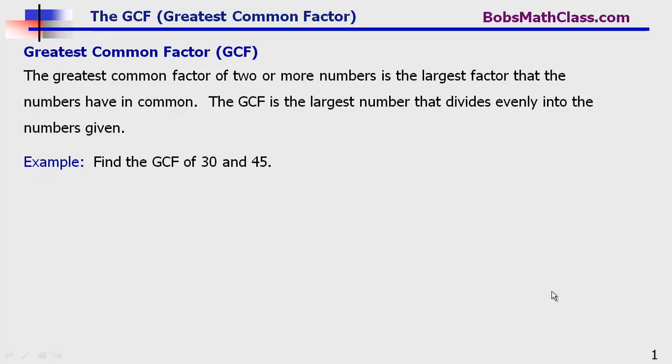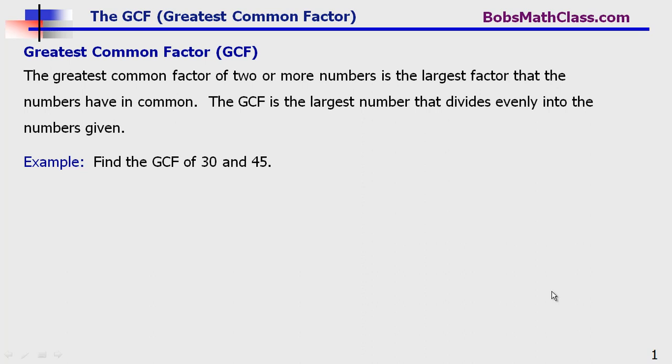Welcome. This video is on the greatest common factor. Normally we just call it the GCF, greatest common factor. The greatest common factor of two or more numbers is the largest factor that the numbers have in common. The greatest common factor is the largest number that divides evenly into the numbers given.